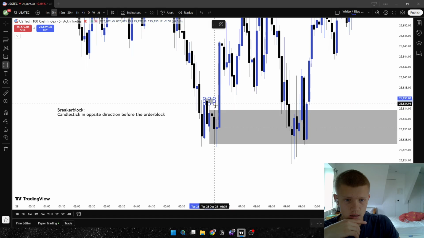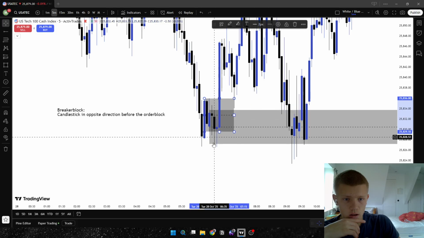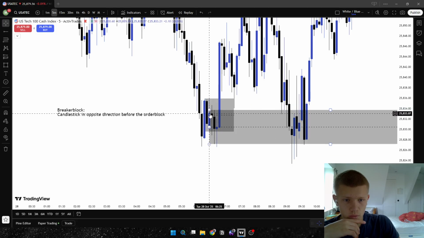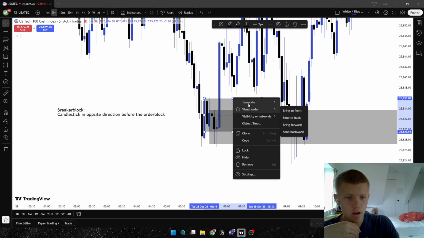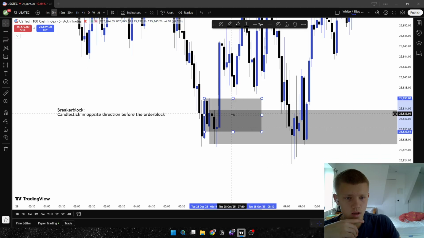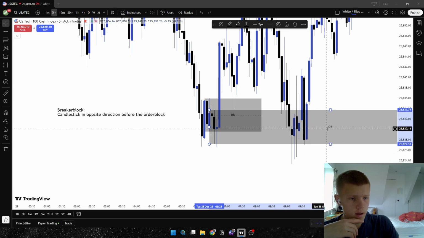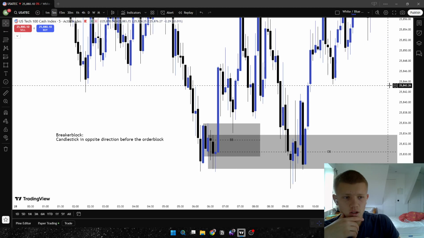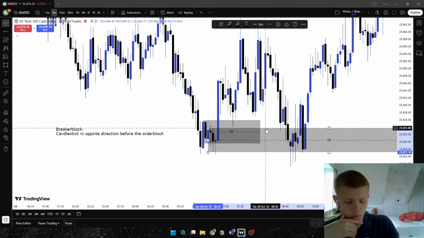Which is this blue candlestick right here. This one. This blue candlestick. And what do we do? As you can actually see here, this is the breaker block. I'll just put a template on it. It's just called BB, and then the order block is called an OB in my templates. And as you can see, this is a breaker block marked out. So I'll just remove the order block for now.